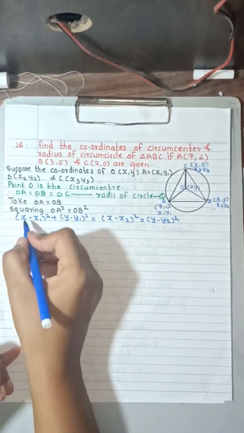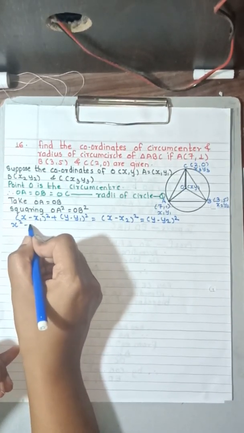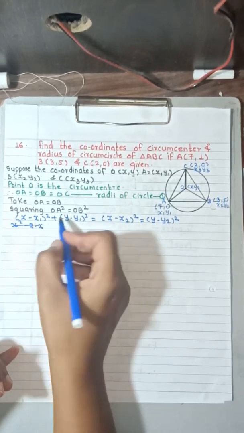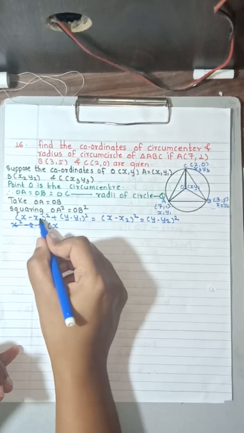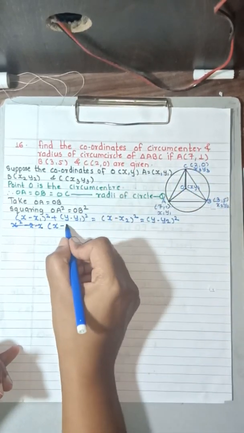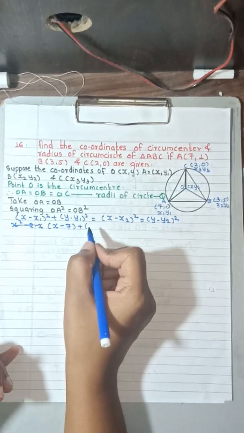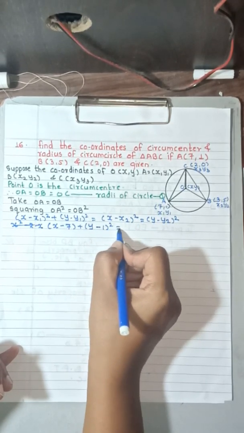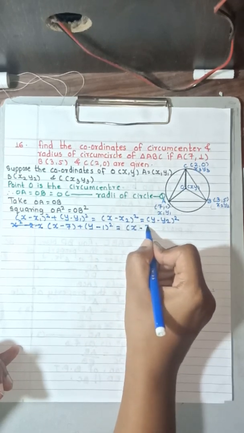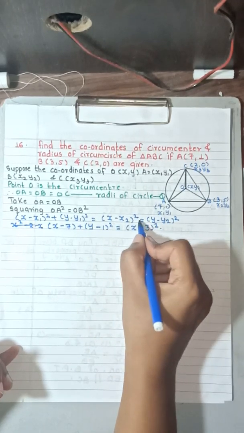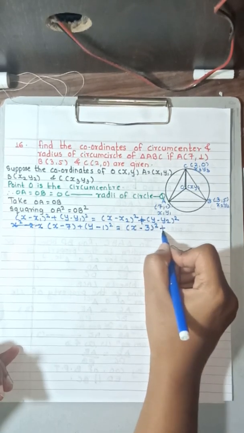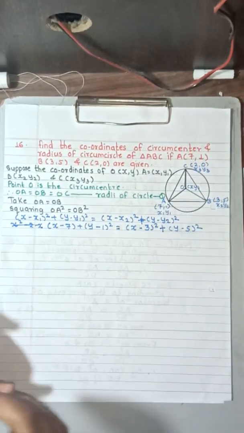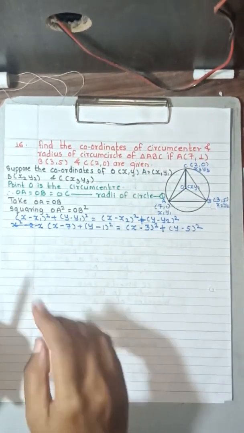Now we'll solve this. First we'll put the values, children. I forgot to put the value. X minus x1, how much is the value of x1? That is 7, plus y, how much is y? Y we have to find out, minus 1 square. X minus x2, x2 is 3, plus y minus 5 bracket square. Now we'll just solve these brackets.